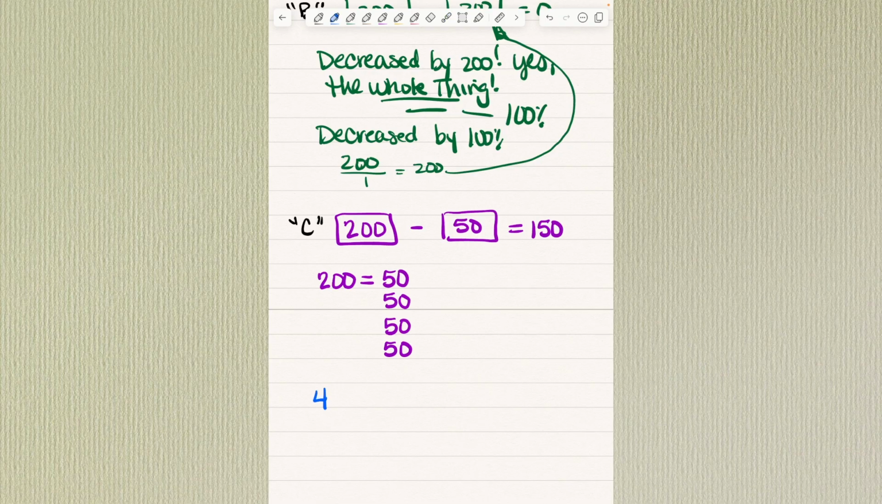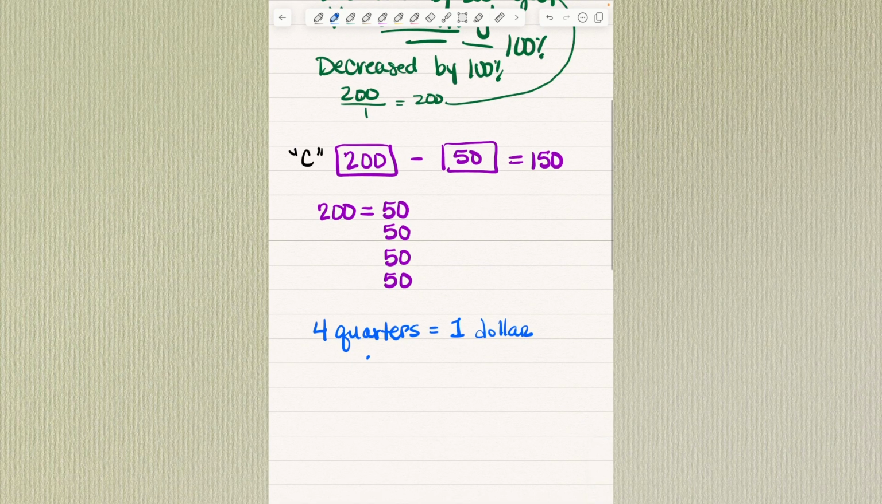Let me show you this. If you have 4 quarters, 4 quarters equals $1, right? A quarter is worth 25 cents and $1 is just a whole dollar. Well, think of this as 100% and think of this as 25%. I didn't want y'all to think 25 cents was equal to $1, so essentially 4 quarters equals $1. So this is 100%, and this would be like 25%. So that means that each 50 that you see here, this is a quarter. This is 1/4 of 200.